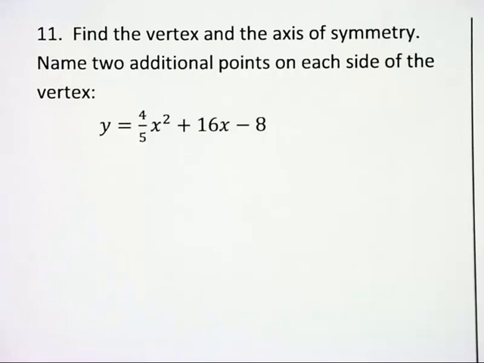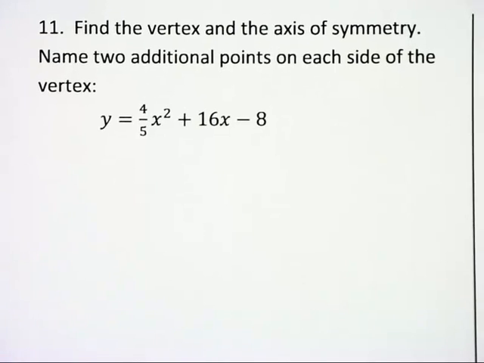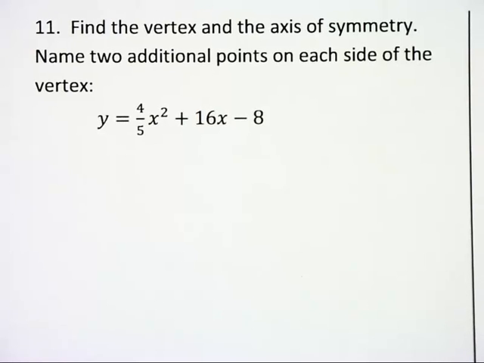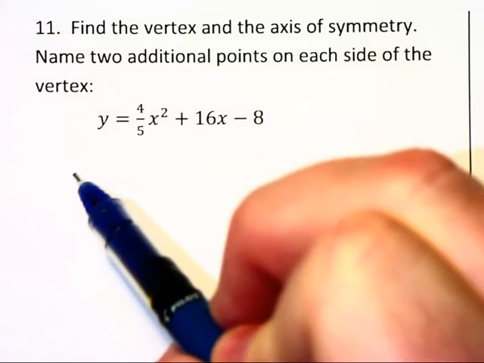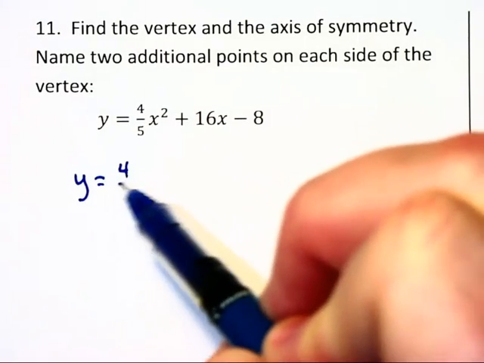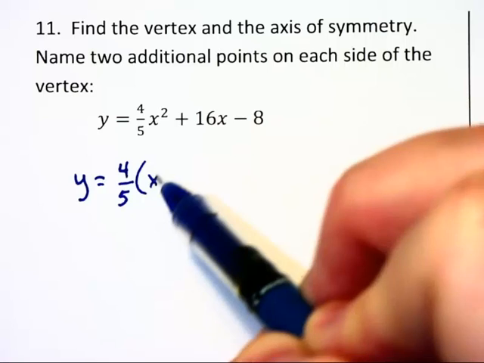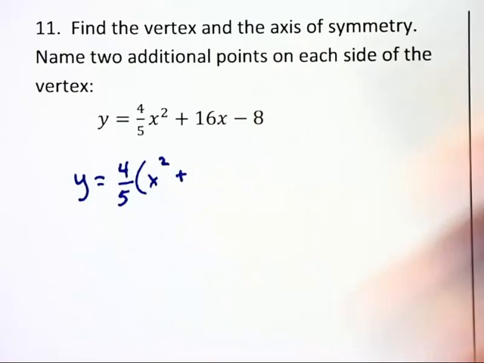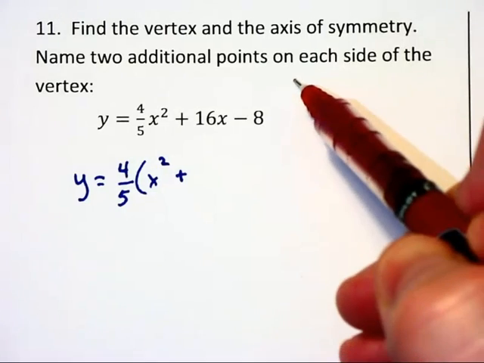The reason I'm giving you so many of these problems is people tend to make mistakes here, and that's why I want to spend this extra time here. I'm going to begin by factoring out 4/5 on this next problem. I'm going to have x squared plus something. Now let's think about what we're doing here.